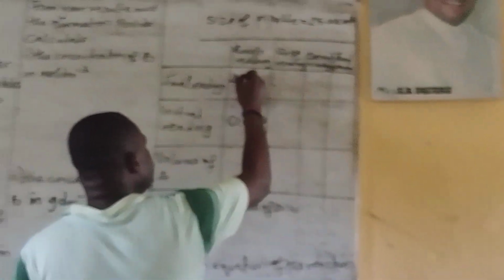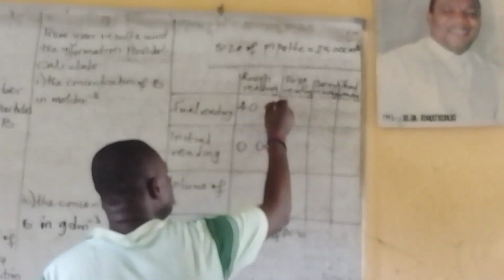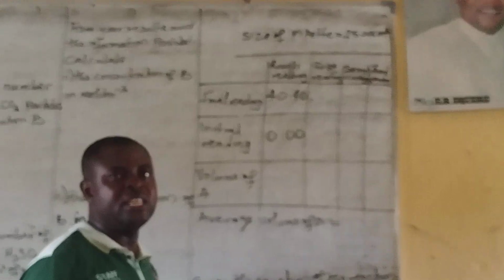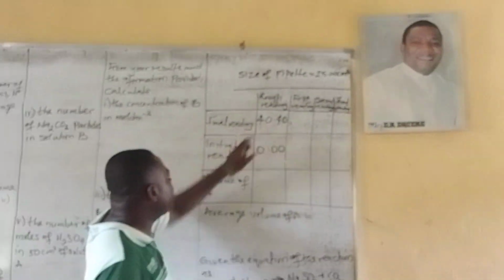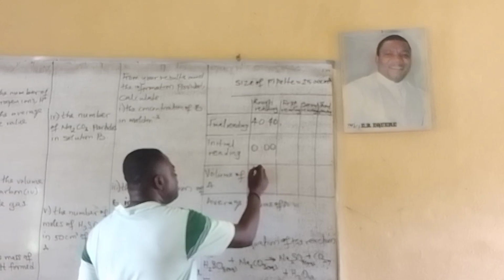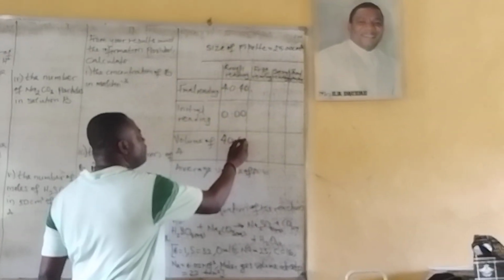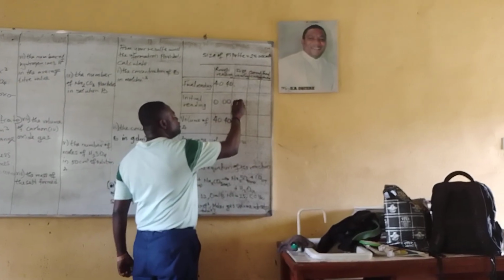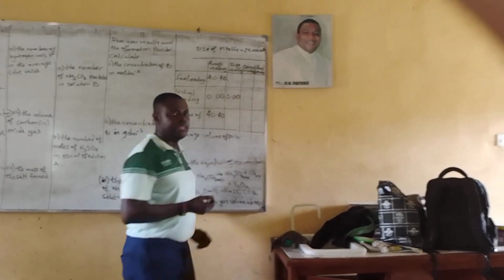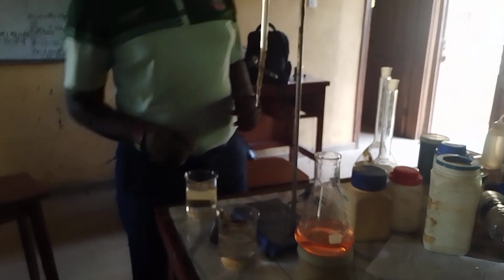Is 40.40. Make sure that your reading is in 2 decimal places. So if I take away 0 from 40.0, what do I have? I have 40.40. Then I want to fill that burette again, maybe until it gets to 0.00 again to start, because he said I should repeat the process of titration for 2 or 3 more times. So I am putting my A inside here.